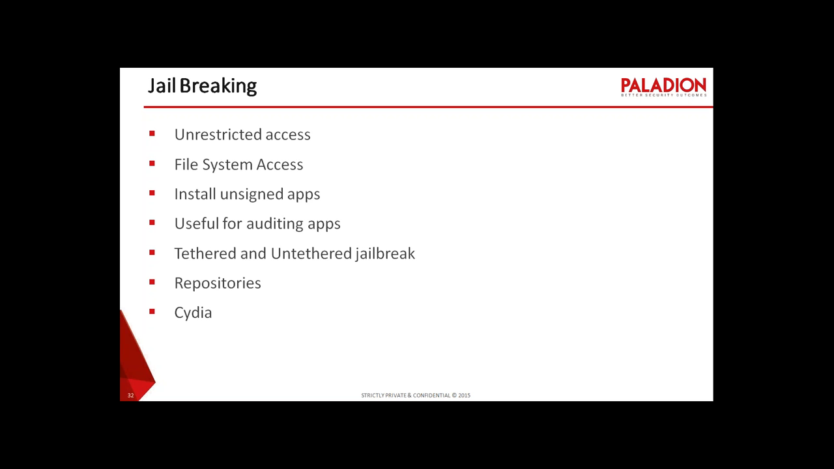So jailbreaking, as we have rooting in Android, we have jailbreaking in iOS or iPhones. Jailbreaking gives you unrestricted access, file system access, and lets you install unsigned applications, which is third-party install, useful for auditing apps. So if you jailbreak, you can install third-party audit applications and connect your system to them on other systems and perform security audits. You can add third-party repositories and Cydia. Cydia is basically a browser-like application to install third-party repositories.